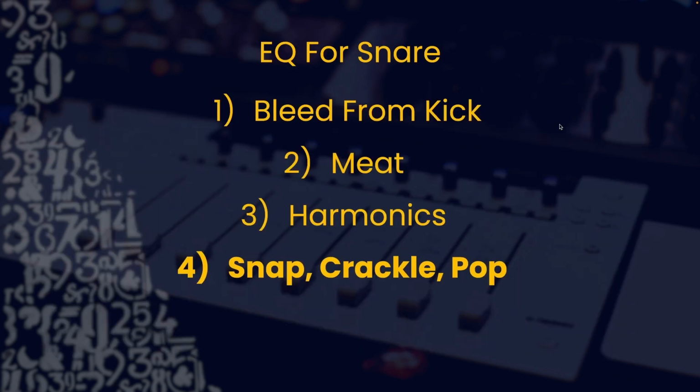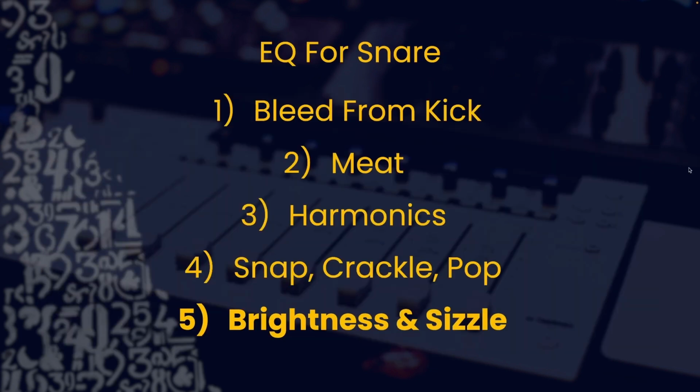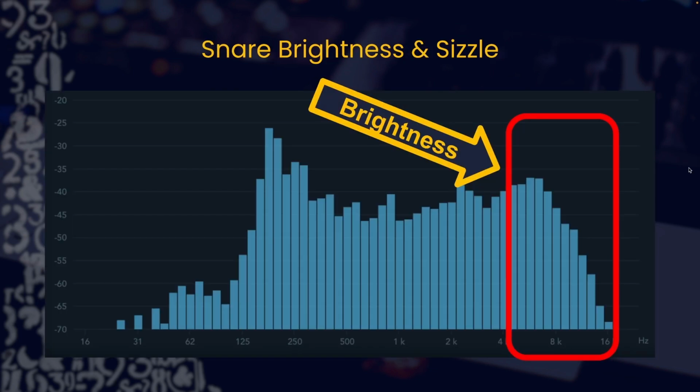All right, so the next one we're going to be running into is snap, crackle, and pop. This is really where the aggressive crack of the snare comes in, and I couldn't find another analogy for this characteristic of the snare other than breakfast cereal. So this is where the crack comes in. The last one is brightness and sizzle. This is going to be the brightness of the snare, all of that top end information. Oftentimes you'll hear a lot of modern snares especially being boosted here heavily because it gets that nice crispy quality out of the snare.